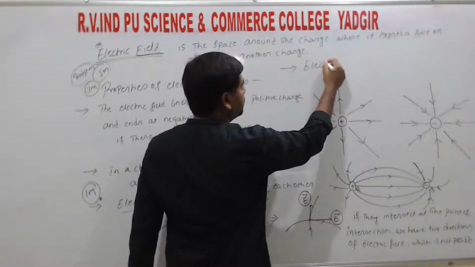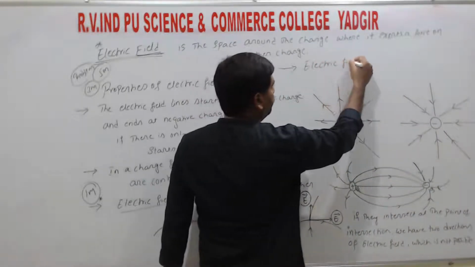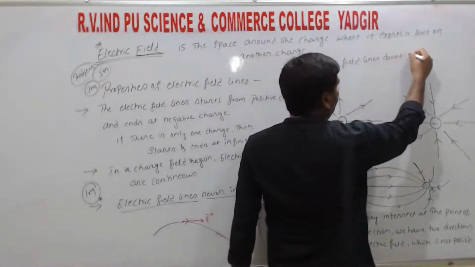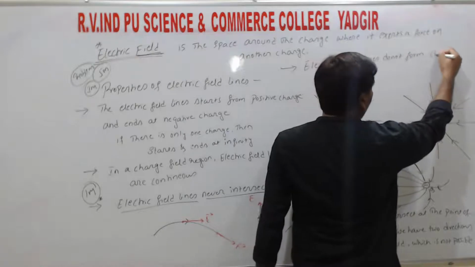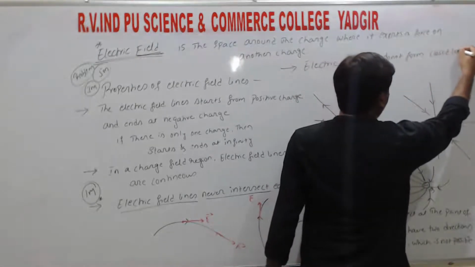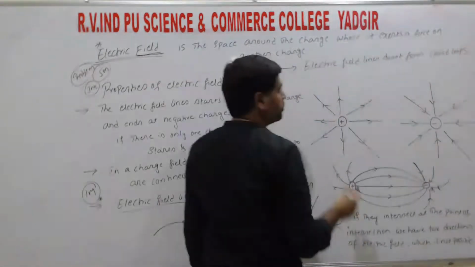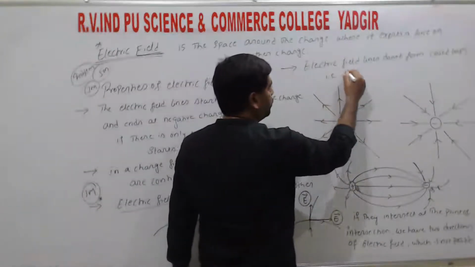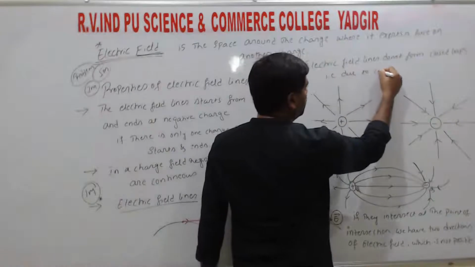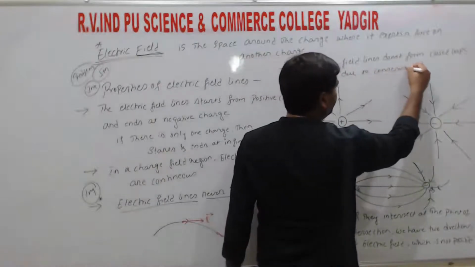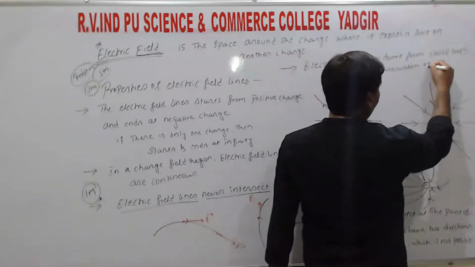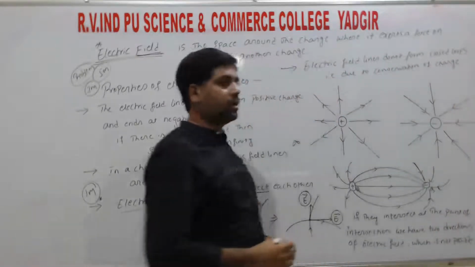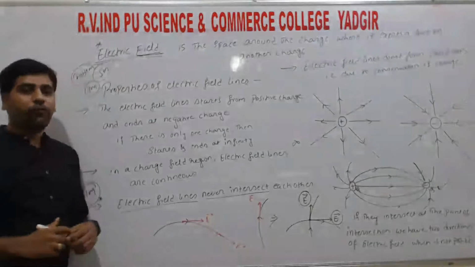electric field lines do not form closed loops. The reason is that it is due to conservation of charge, right? So these are the four properties.